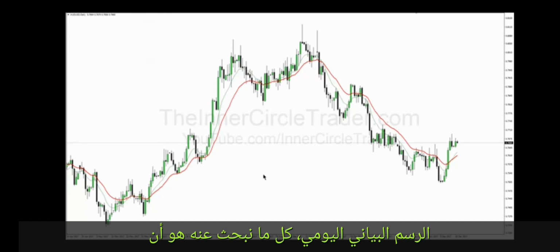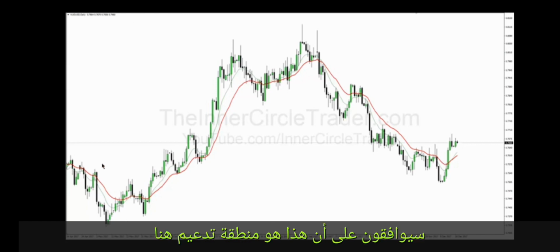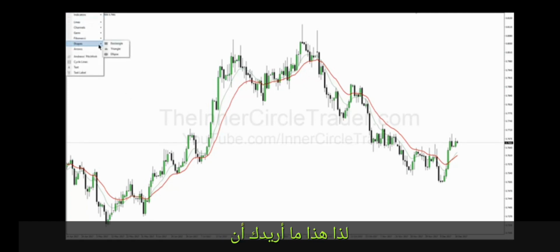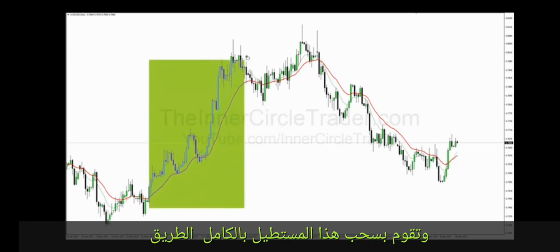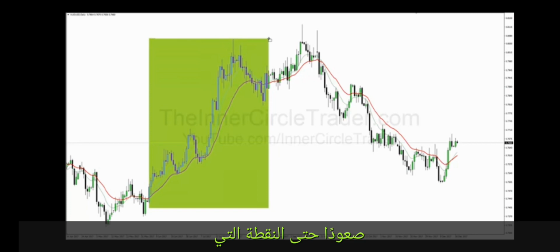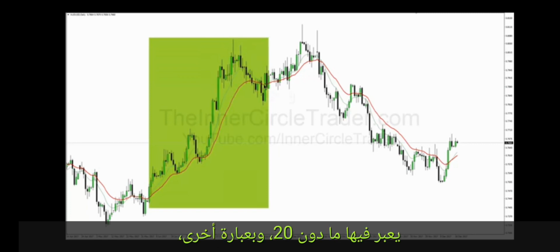Now on a daily chart, all we're looking for is preferably the market leaving a consolidation. I think everyone would agree that this is a consolidation here, and price has left the consolidation by breaking a swing high here, and also we have the crossover on the moving average. So right there, this is what I want you to do. This is how you map out your bullish condition, and you drag that rectangle all the way up until a point at which it crosses below the 20.